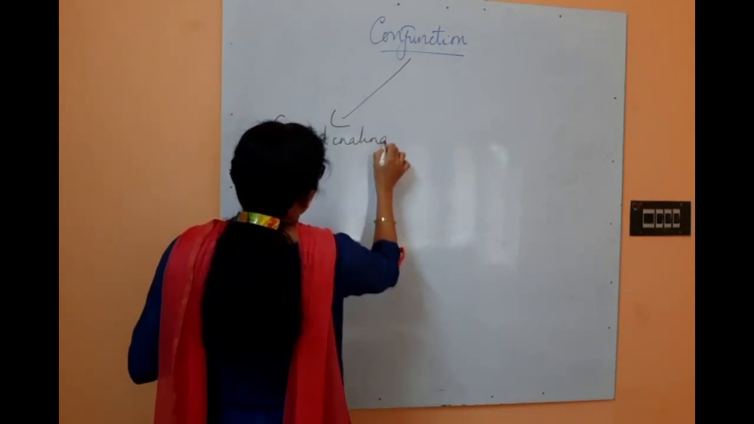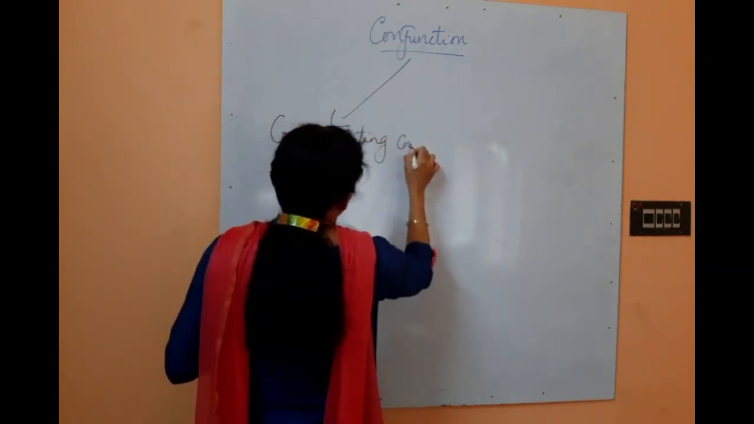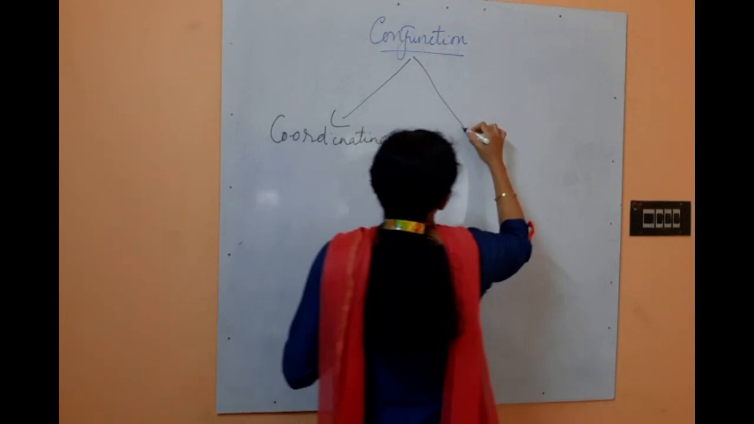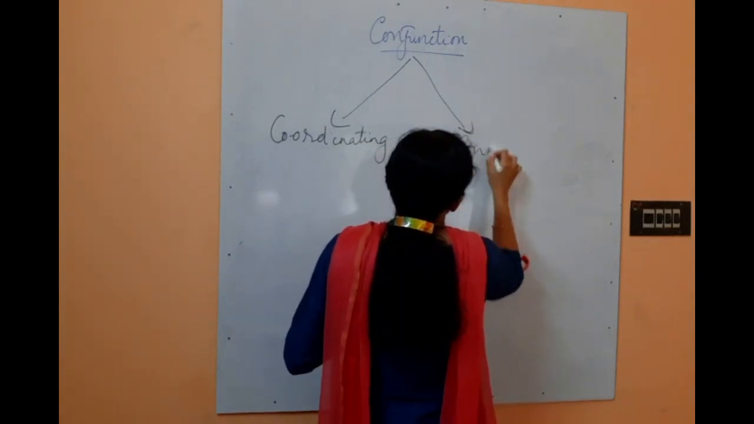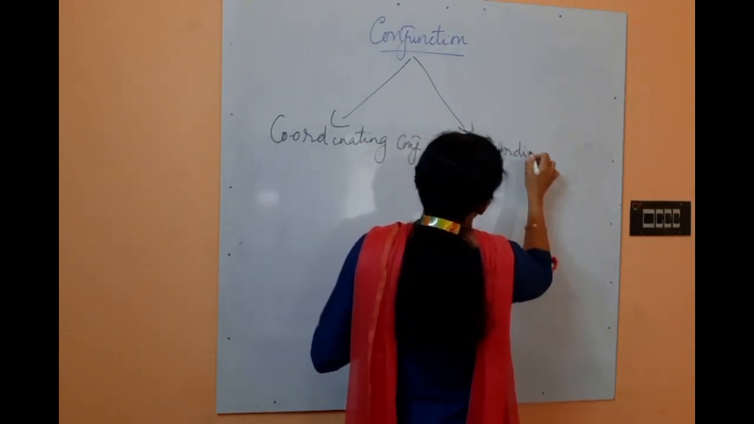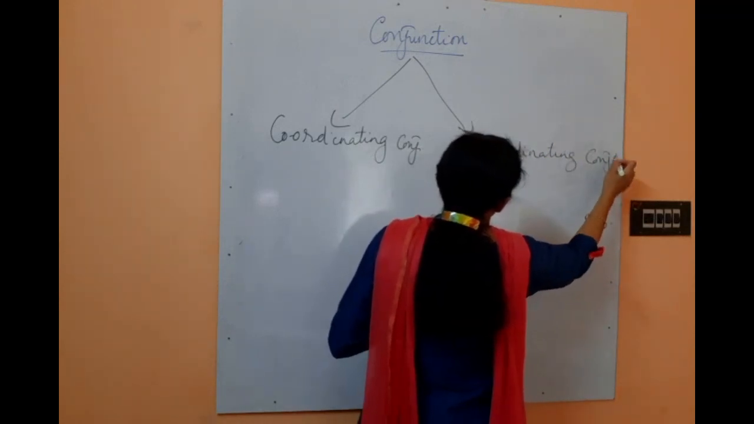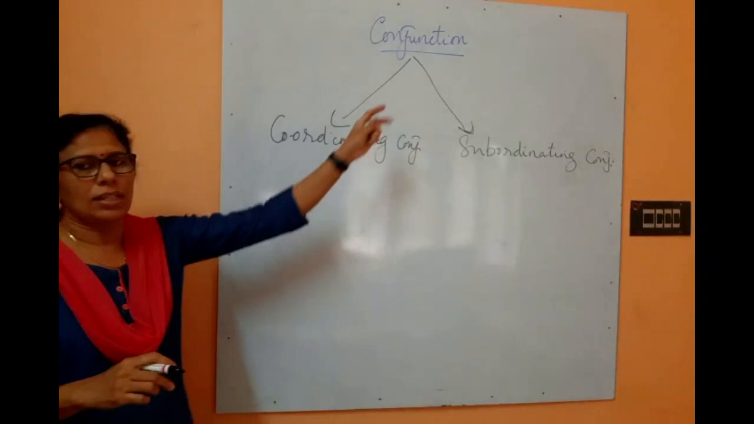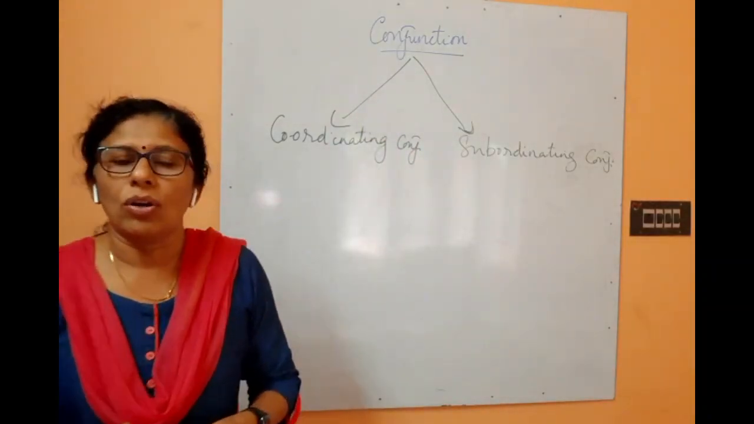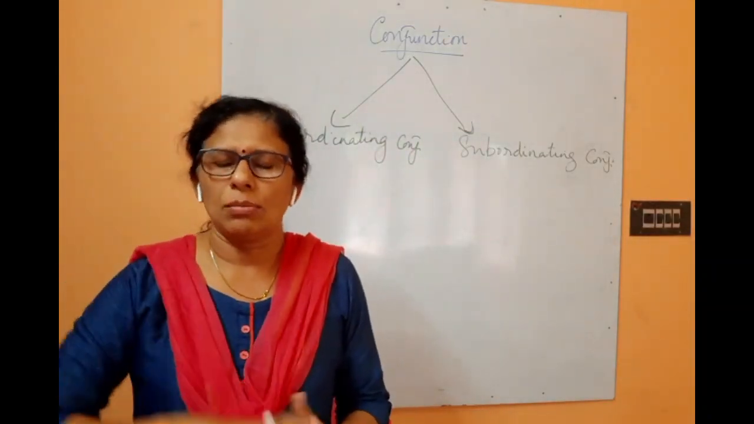coordinating conjunction. And the next one is subordinating conjunction. These are the main two classifications: coordinating conjunction and subordinating conjunction.